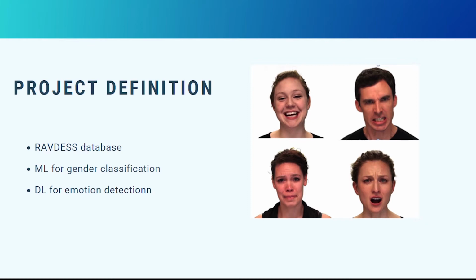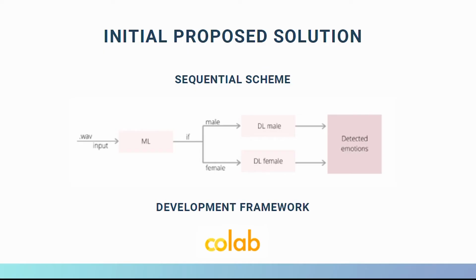Based on this data, we decided to address two different tasks: gender classification using machine learning and emotion classification using deep learning. After a little research on the internet, we found out that building different models for male data and female data was a good idea due to the pitch differences between the two genders.